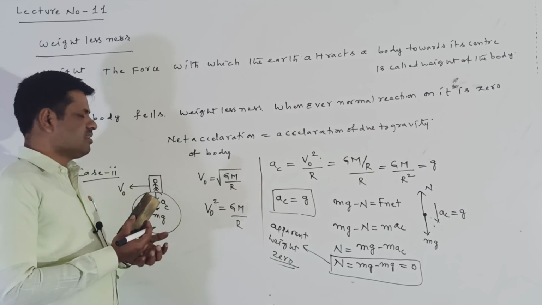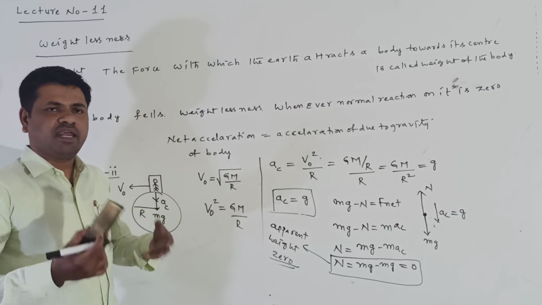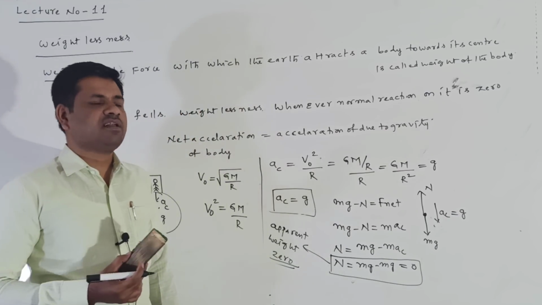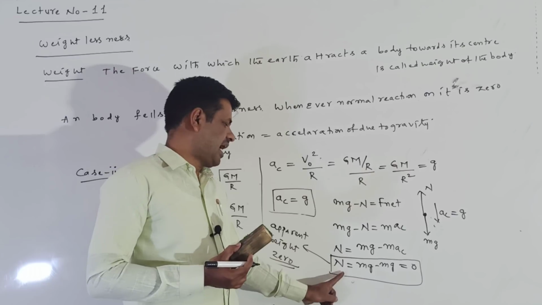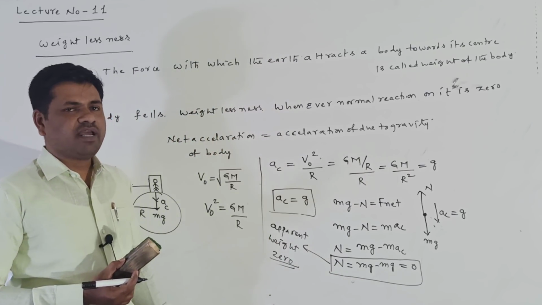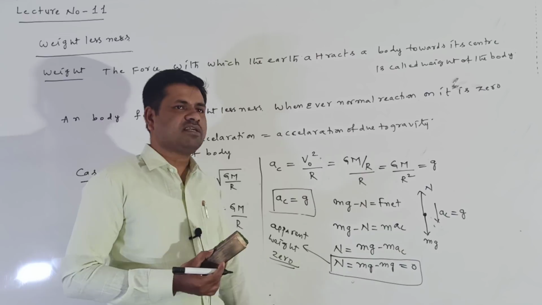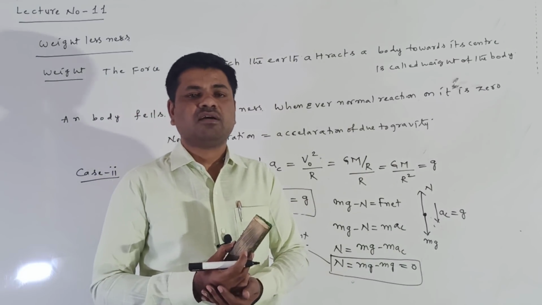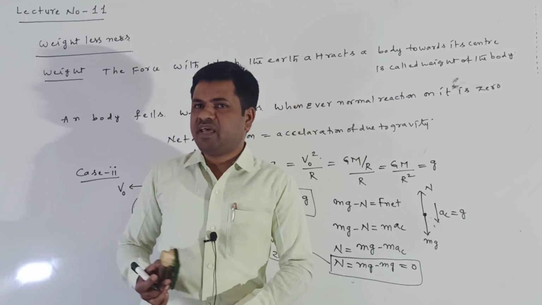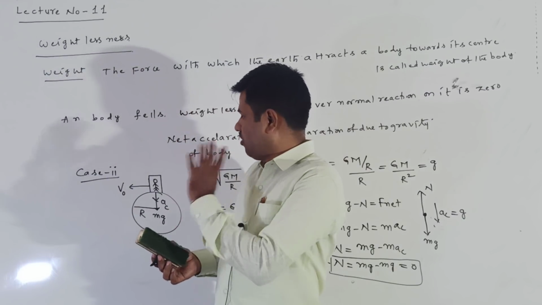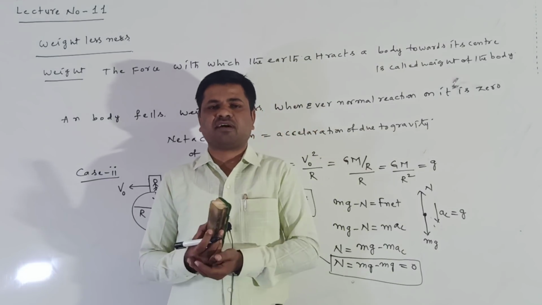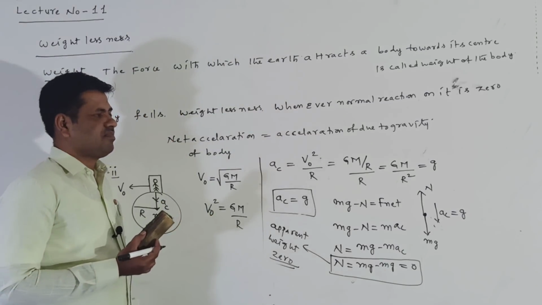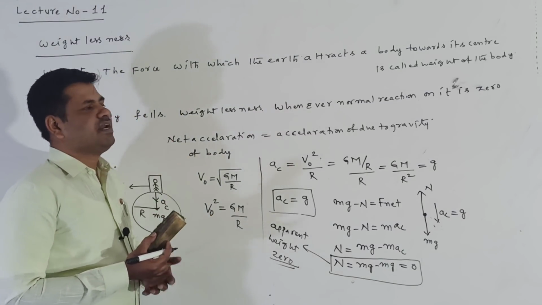Any person or body placed in the satellite feels weightlessness. Why? Because the normal reaction acting on the person is 0, which means the apparent weight is 0. So the person or body placed inside the satellite near the surface of the earth feels weightlessness. This is the second case about weightlessness.